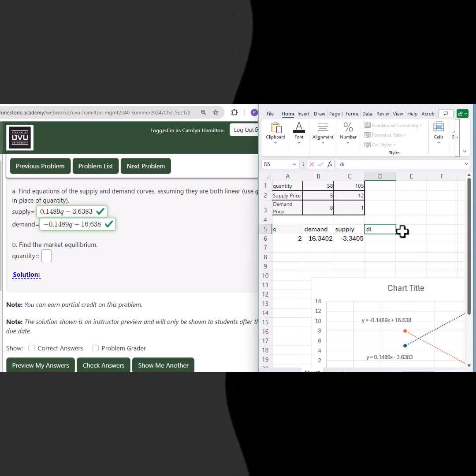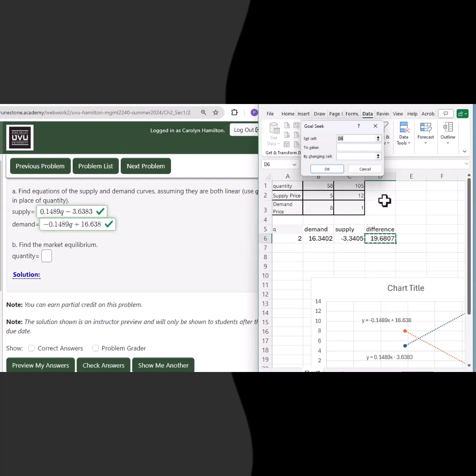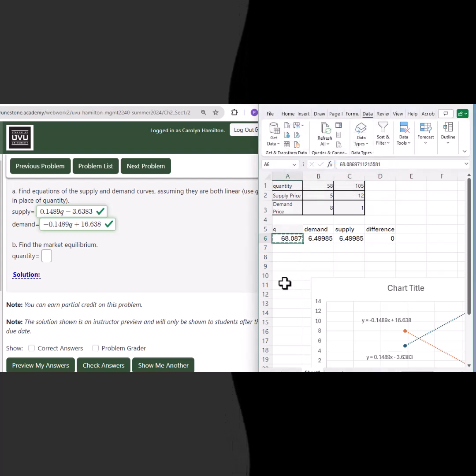To find where they are equal, I need to create a difference column. Subtract the demand and the supply, and then I want to set this difference equal to a value of 0. And the equilibrium quantity should be 68-ish.